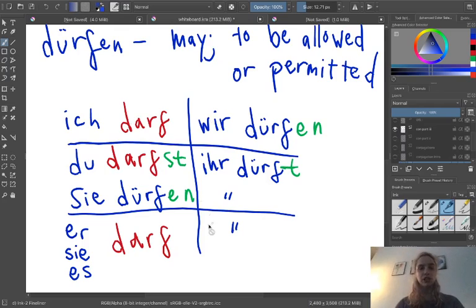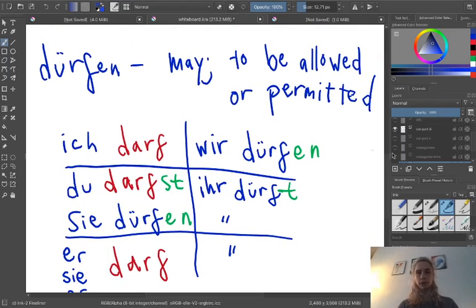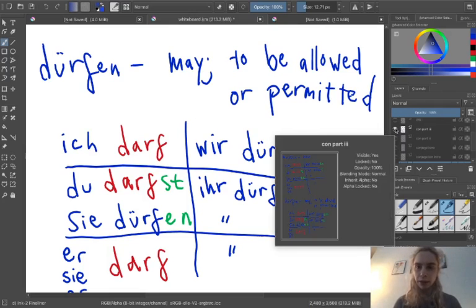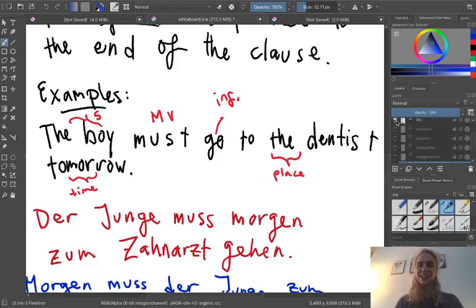And we have a vowel change here for the irregular ich, er/sie/es form. So ich darf, du darfst, sie dürfen, er/sie/es darf, wir dürfen, ihr dürft. So that concludes the conjugations we should know for these irregular modal verbs.